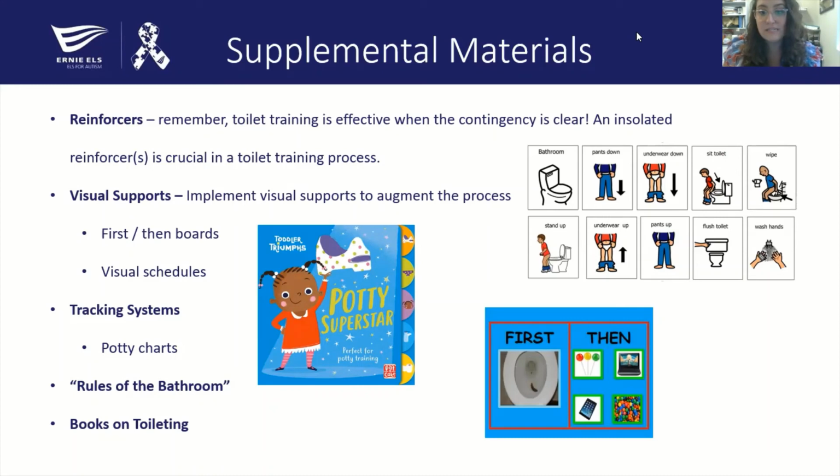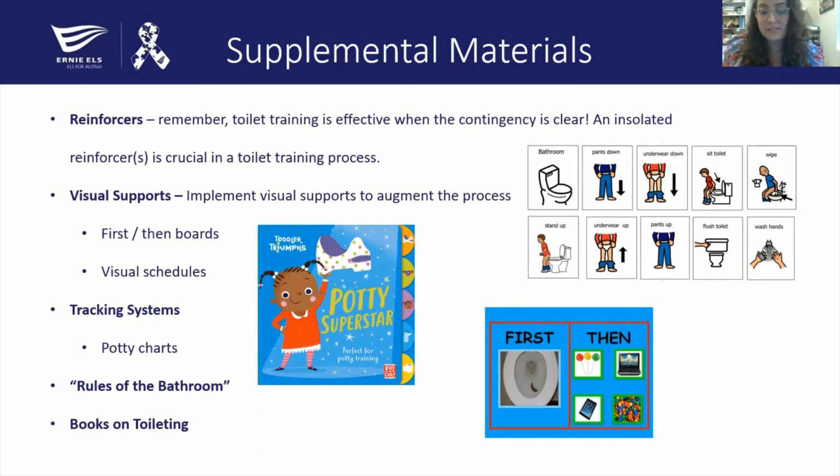You can also use things like a first-then board. You'll see here, there's a very beautiful visual of someone having a BM in the toilet and then them seeing exactly what they can earn after it. And so their reinforcers happen to be lollipops and a computer and an iPad and M&Ms, just a good example. You can also use things like a potty chart, especially for learners who have the understanding of the contingency and have delayed gratification.